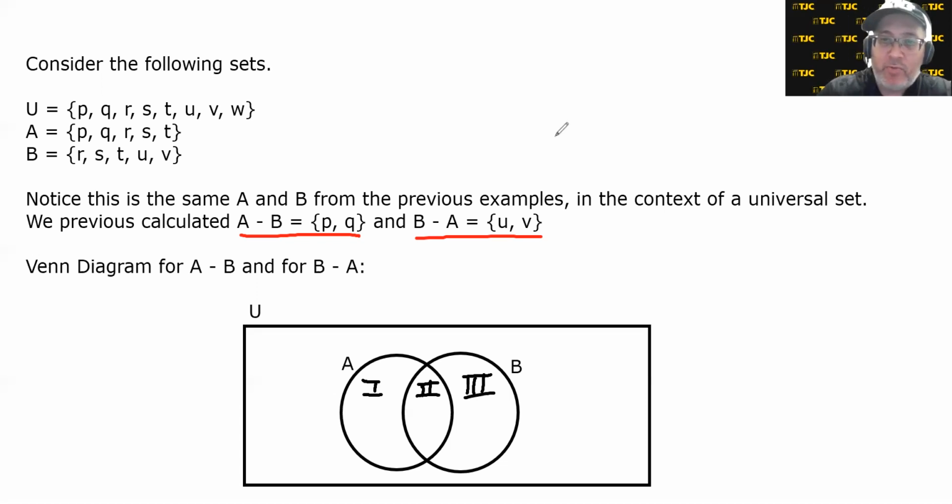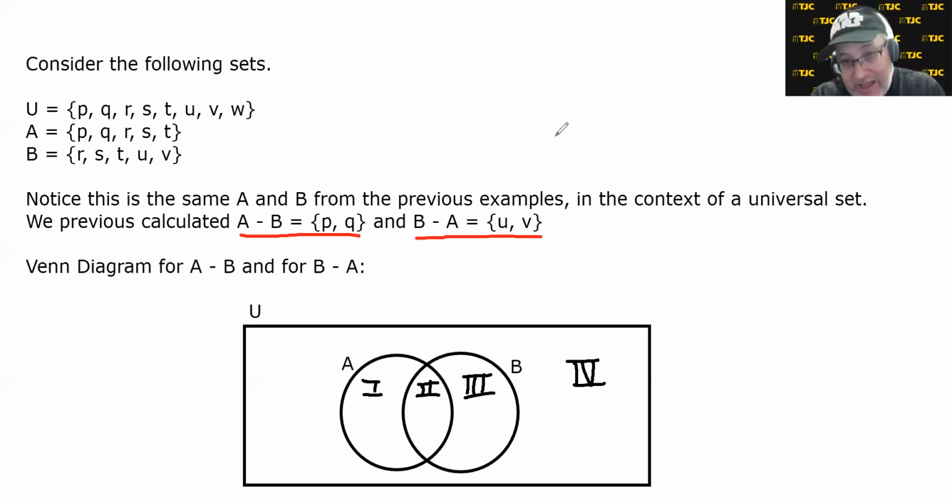The right moon we're going to call region 3, and the rest of the universe outside of the sets we're going to call region 4. This is going to be standard as we move forward. All right, so let's start dropping all the letters in the Venn diagram and see if we can locate which region or regions represent A minus B or B minus A.